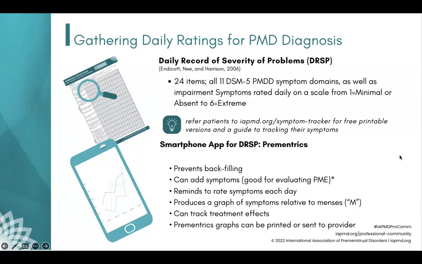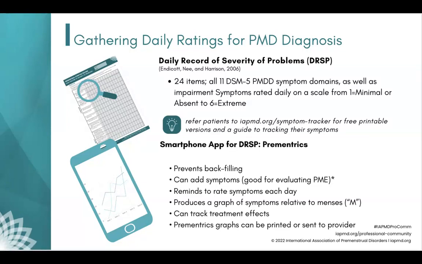There are also some great smartphone apps that use the DRSP. So here I've listed Prementrix. Another great one is Me v PMDD. Those are two great apps for tracking symptoms daily. Some nice features of those smartphone apps is that it prevents backfilling, right? Someone can't write down their ratings from the past week today, because it really is trying to understand the prospective report. What is your experience today, rather than counting on you to remember your experience 5 days ago? Because then we just run into the same problems that we have with those retrospective self-report measures.